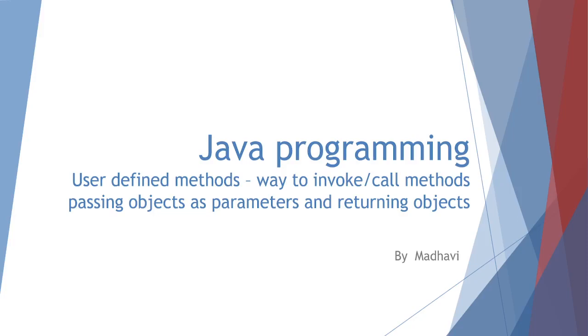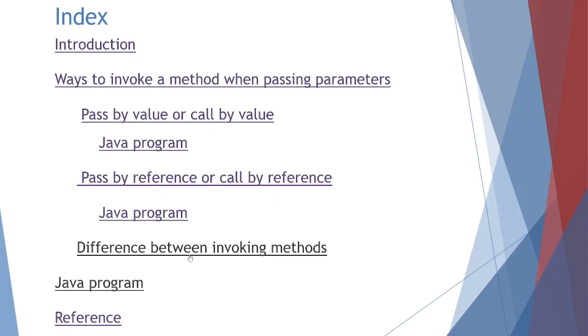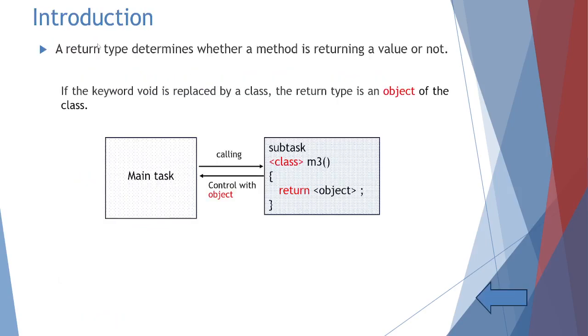In this video, I'll be explaining ways to invoke or call methods, passing objects as parameters, and returning objects. Let's see the contents. Introduction, ways to invoke a method when passing parameters, that is pass by value or call by value, a program in the Java environment, then pass by reference or call by reference. We'll see some programs in the Java environment. Then the difference between invoking methods, that is pass by value or pass by reference. Then Java programs. Let's see the introduction.